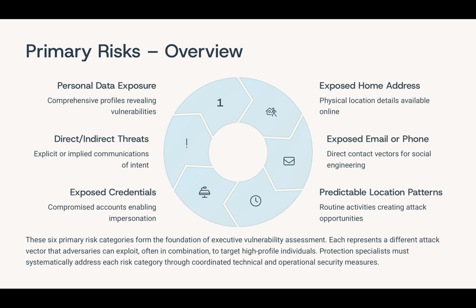Exposed credentials involve compromised usernames or passwords, potentially allowing someone to impersonate the executive or access sensitive systems. Finally, direct and indirect threats refer to any explicit or implied communication expressing harmful intent. Protection teams need to systematically identify and mitigate each of these risks, applying coordinated technical solutions and operational protocols to defend the individual across all these potential attack vectors.